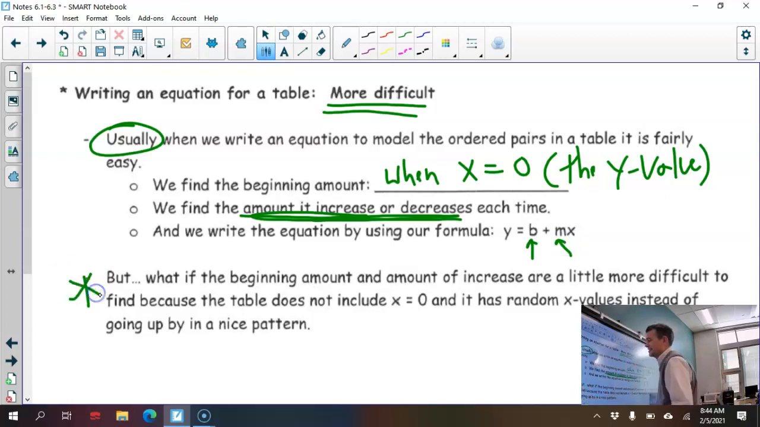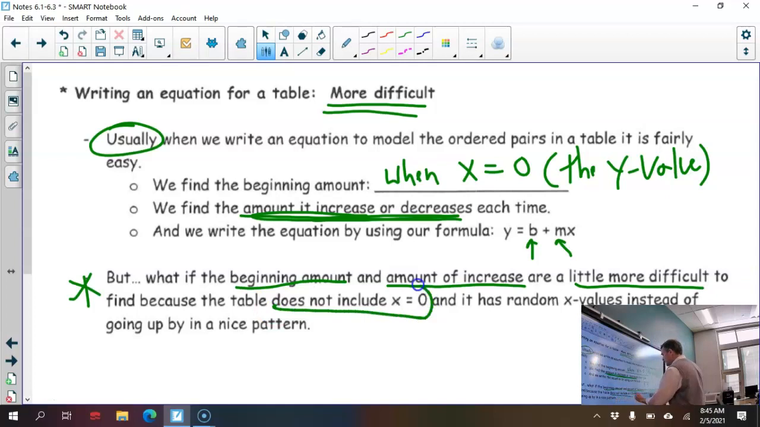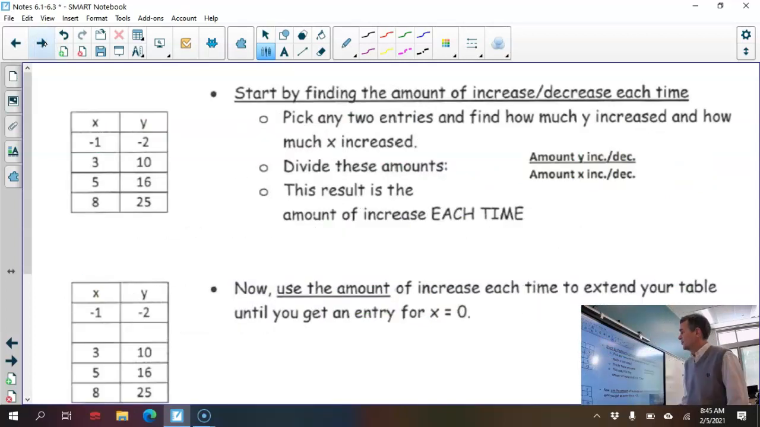But it's going to get tougher now. What if the beginning amount and the amount of increase are a little more difficult to find? Because the table does not include X equals 0. And it has random X values instead of going up by a nice pattern. All right, this is going to be a more difficult table to deal with, and I'm going to show you how to deal with it. So we're going to do this by looking at an example.